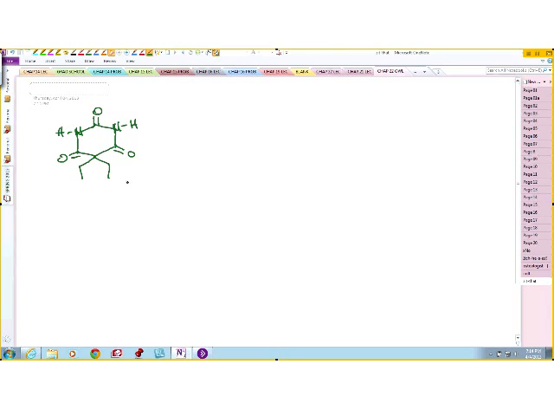Okay, how will you make this starting from malonic acid? Okay, what do you do? Let's start with this here, malonic acid. Okay, you form the enolate. Then once you form the enolate, what do you do? Step 2?